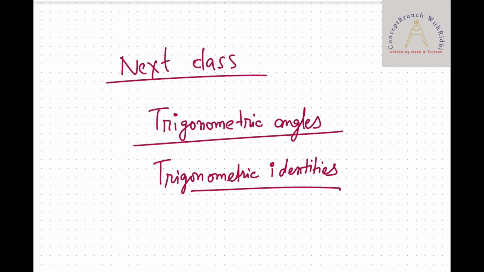Alright, that wraps up our video on finding missing angles and missing sides using trigonometry with a calculator. Today we used the basic trigonometric functions sine, cosine and tangent along with the calculator to solve right triangle problems.